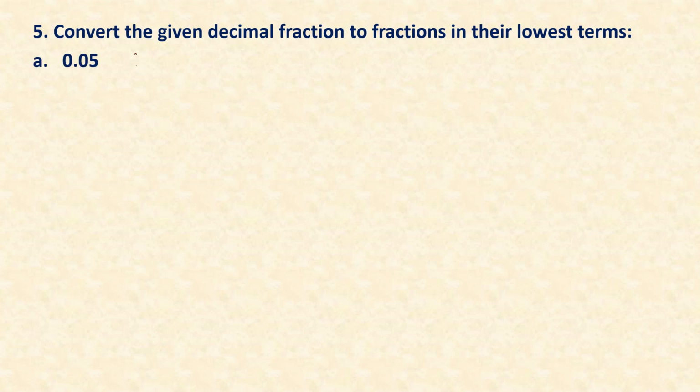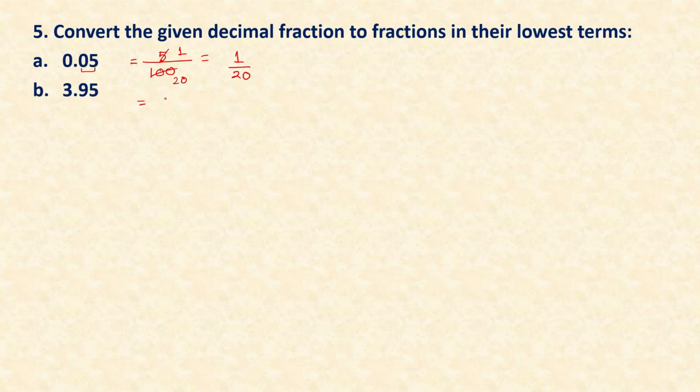0.05. I can see after this decimal point there are 2 places. If it is 2 places, it means the denominator has 2 zeros, and in the numerator we can write 05 or 5. If I divide 5 by 5, that is 1. If I divide 100 by 5, that is 20. The answer is 1 divided by 20.